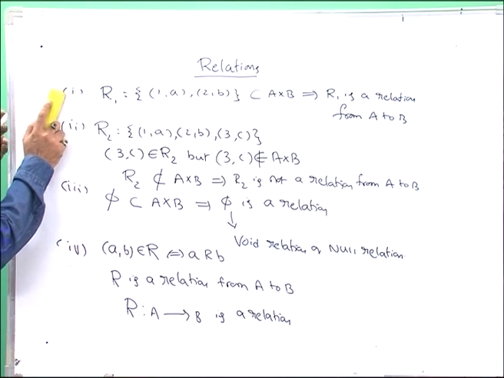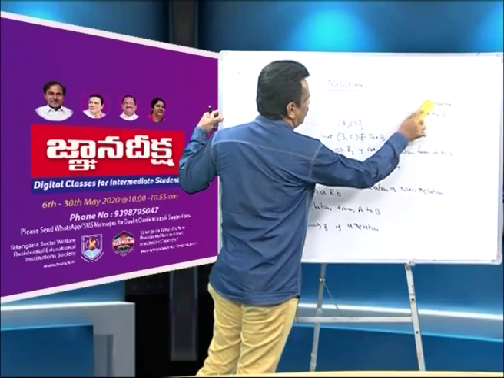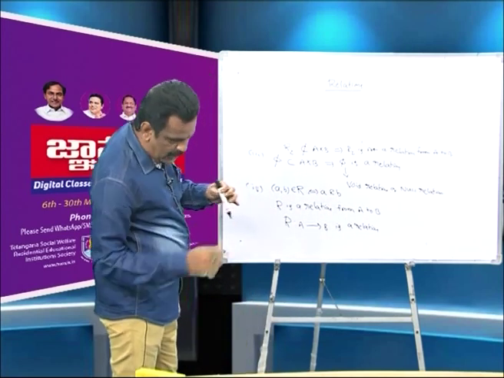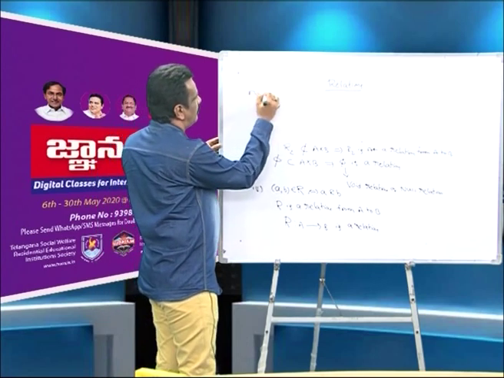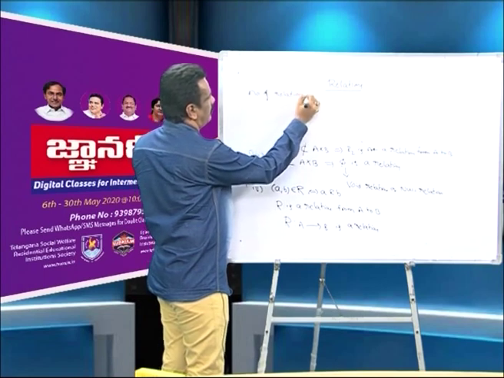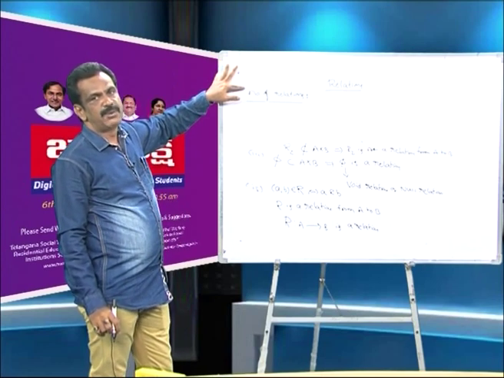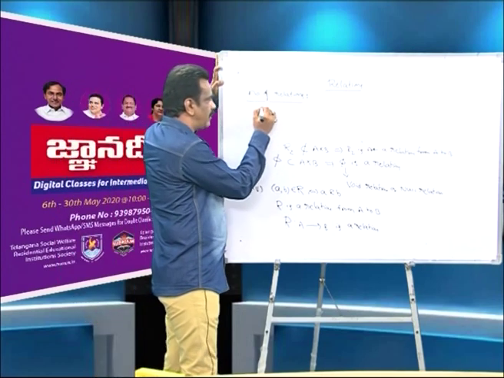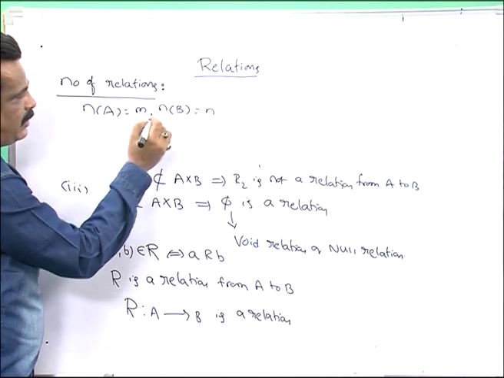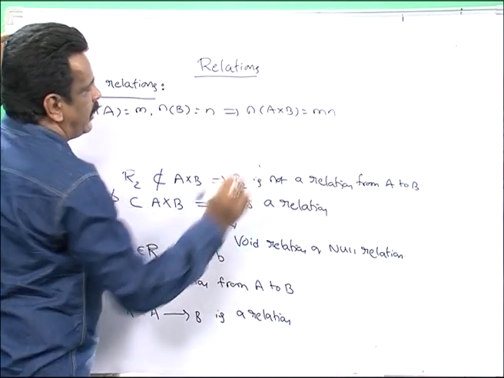And here I want to find out the number of relations. To find the number of relations, first of all we must have A cross B, and hence we can take n(A) equal to m, n(B) equal to n, so that n(A cross B) equal to mn we can take.